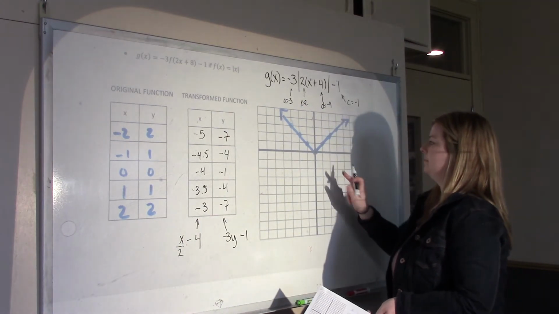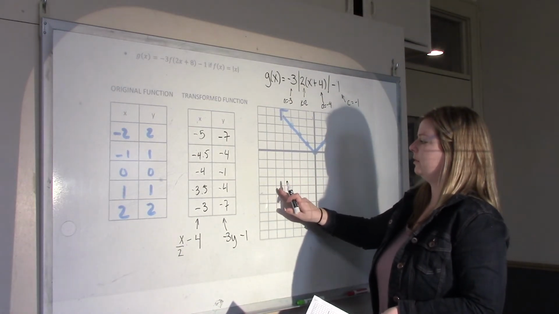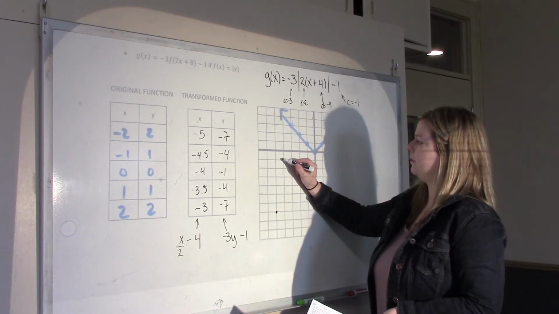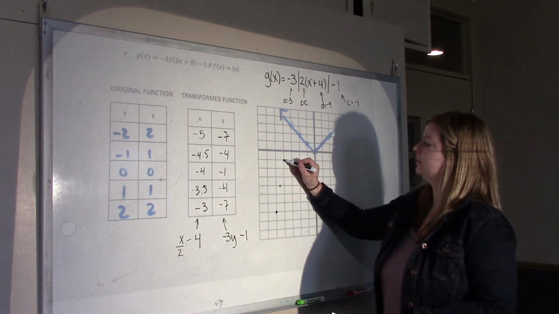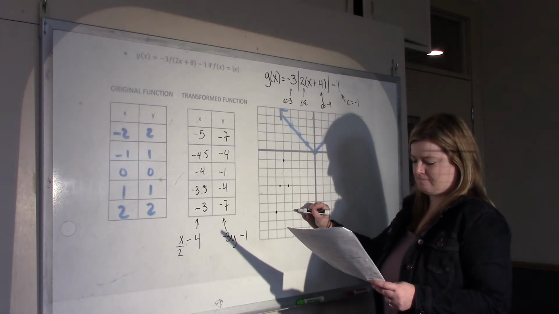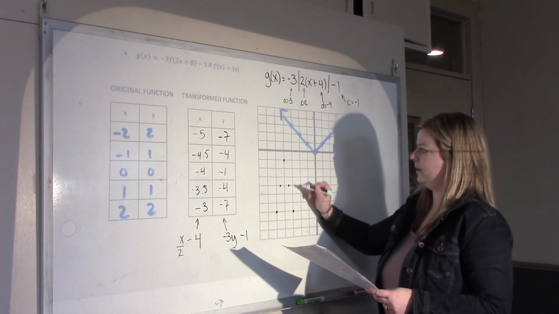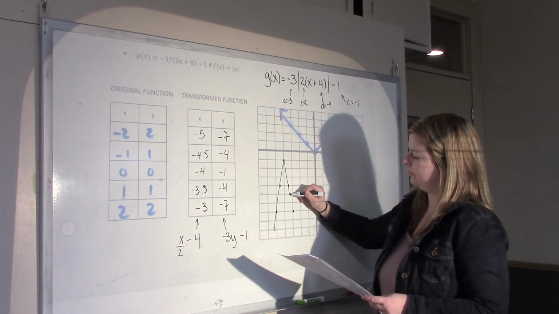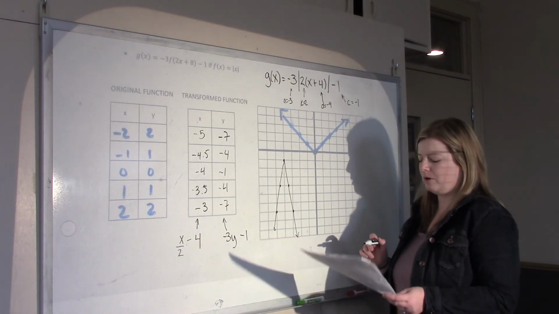So now you just plot these points. Here's -4.5, -4. Okay, so notice that this is a stretched out version of what we had before, which makes sense.